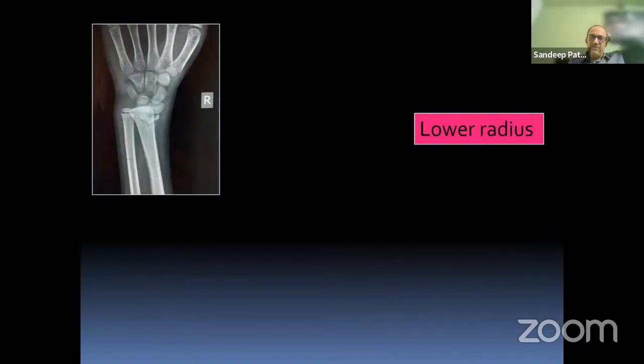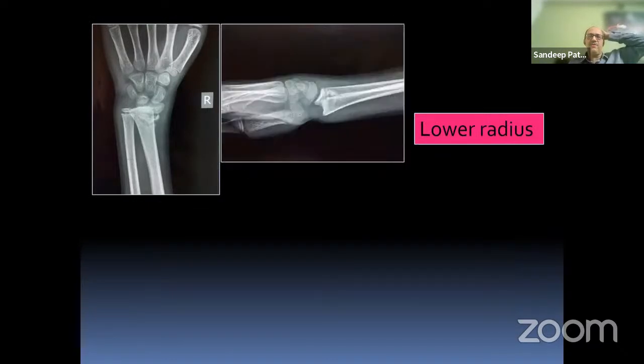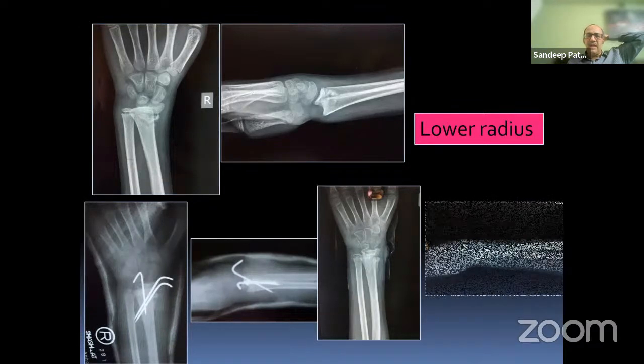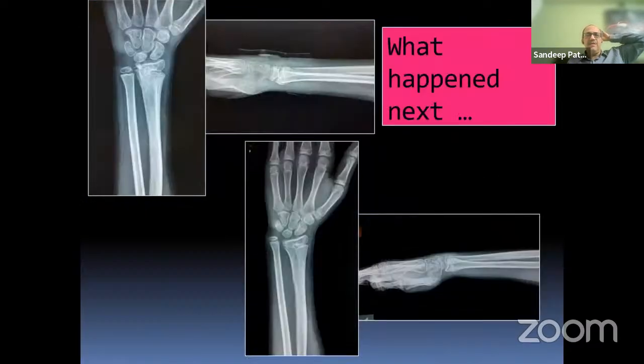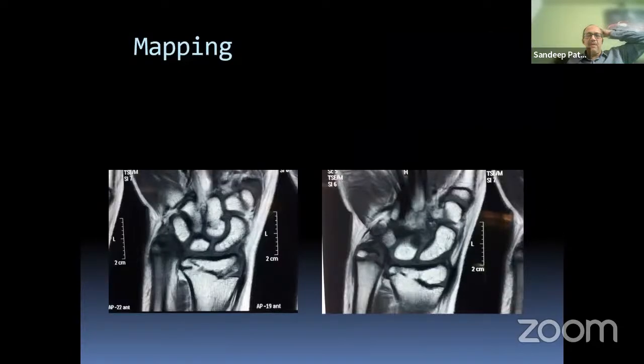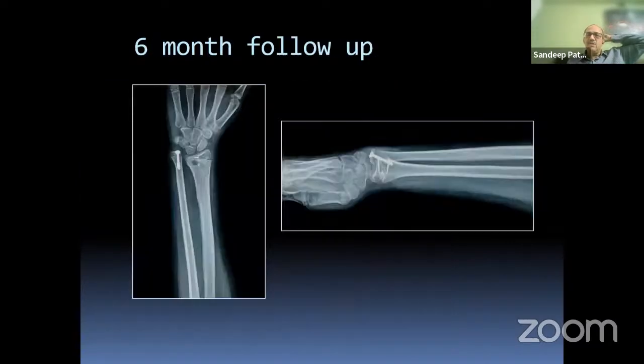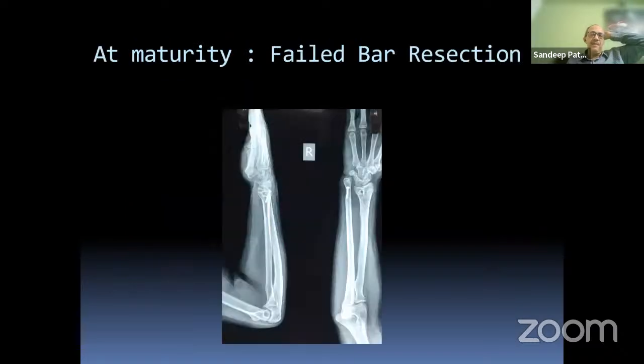Now this example I have shown you earlier in the lower radius fracture talk. Comminuted Salter 2 injury, late manipulation, open reduction, ended up with growth arrest, and then we tried to resect that. Mapping was done. We removed the fascial bars, put the markers, epiphysiodesed the ulna, but it did not work. So sometimes, especially lower radius, literature has shown that fascial bar resection may not be predictable.